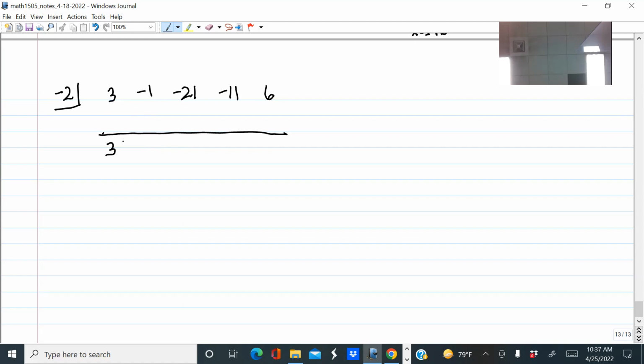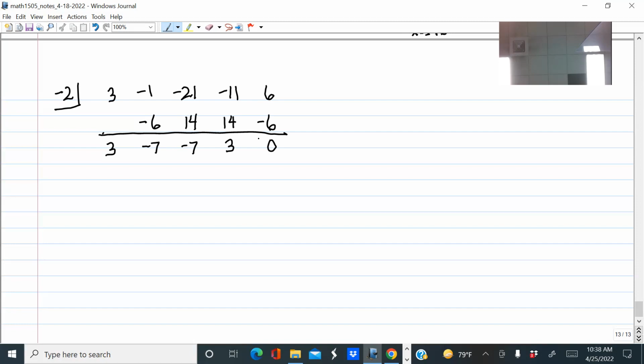Bring down the 3, minus 2 times 3 is minus 6. Add, that's minus 7. Minus 2 times minus 7 is positive 14. Add, so we get minus 7 again. Minus 2 times minus 7 is positive 14 again. So now we have 3. Minus 2 times 3 is minus 6. Oh, works perfectly. So there we have a remainder of 0.